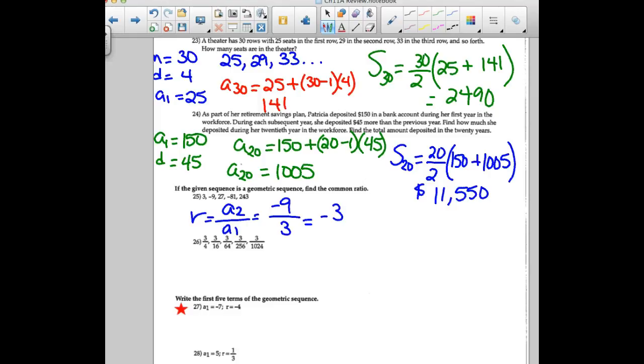In question 26, it's a little more complicated because the terms are fractions, but we can still do this. We take 3/16 and we divide it by 3/4. But remember, dividing by a fraction is the same as multiplying by a reciprocal. So we have 3/16 times the reciprocal of 4/3. The 3's will cancel each other out. We can reduce the 4 and 16 to 1 and 4. So my common ratio would be 1/4.